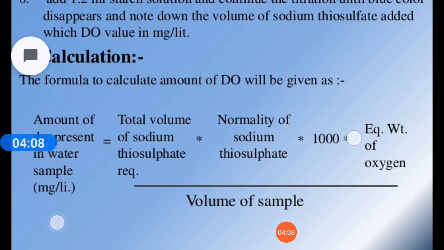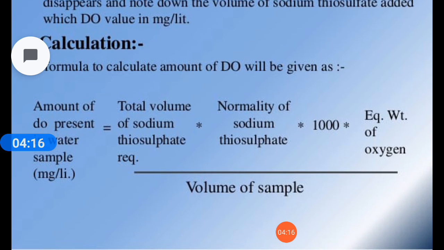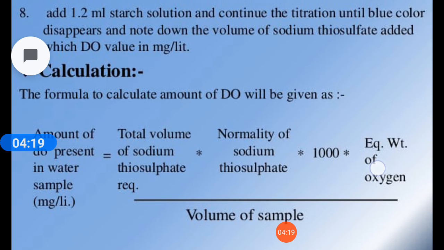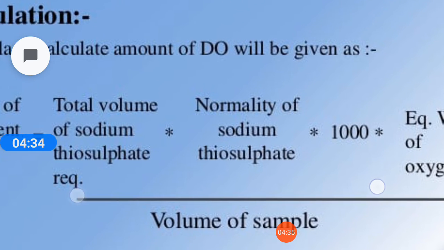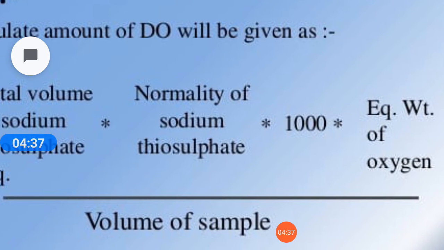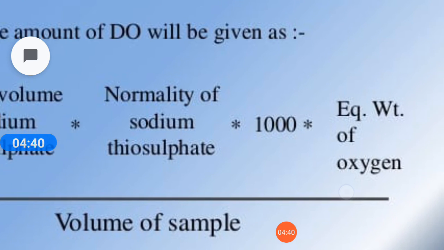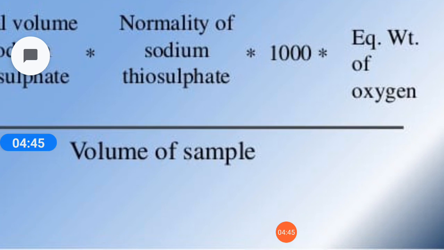Calculation method. The formula to calculate the amount of dissolved oxygen is: amount of dissolved oxygen present in the water sample equals the total volume of sodium thiosulfate reagent, times the normality of sodium thiosulfate, times 1000, and equals the weight of oxygen upon the volume of sample.